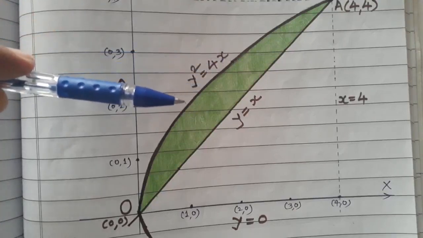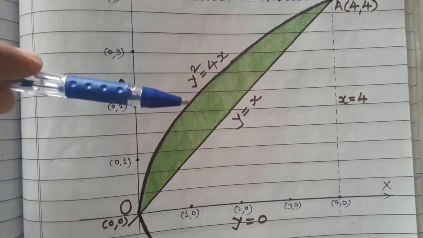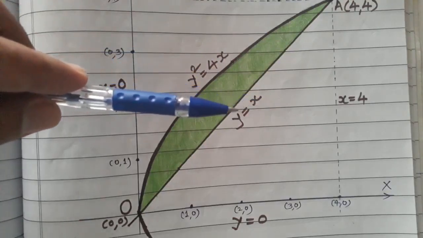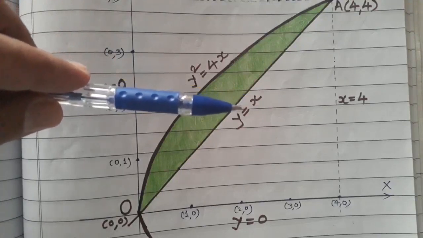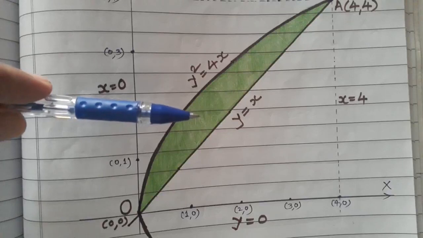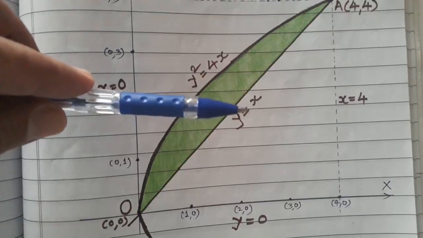So the lower limit of x is y square by 4, and then the bullet exits through the wall y is equal to x, that means x is equal to y. So the limits of x are: lower limit x is equal to y square by 4, and upper limit x is equal to y.